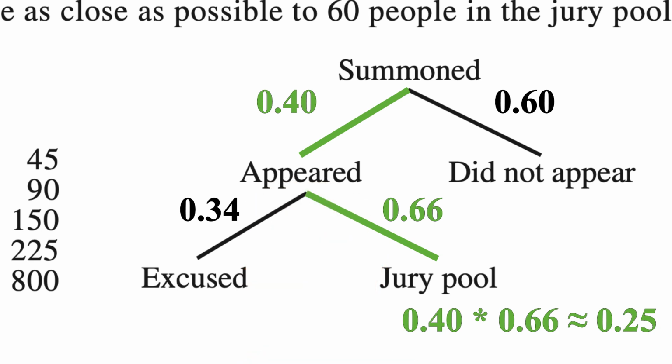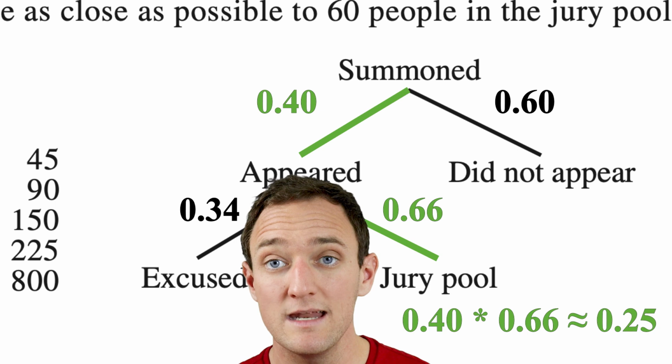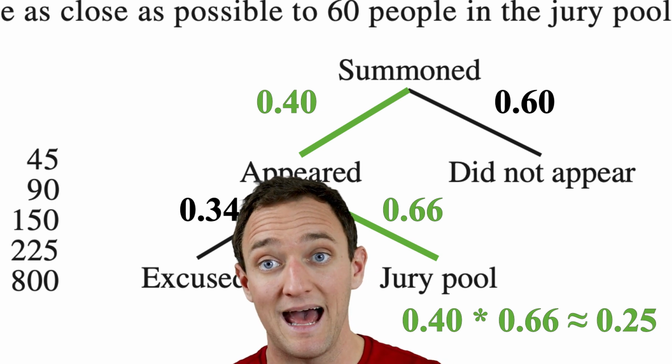Now, we could do this with any path, right? If we want to know what percentage of people are summoned and then are eventually excused, we could do 0.4 times 0.34, and we could see that. That doesn't matter for this question. All we care about is the jury pool here. So we know of the amount that are summoned, roughly 25-ish% ultimately make it. And if we need 60 people for that pool, and only 25% of the people will make it through the cut, we need more people, right? We need to have more people.